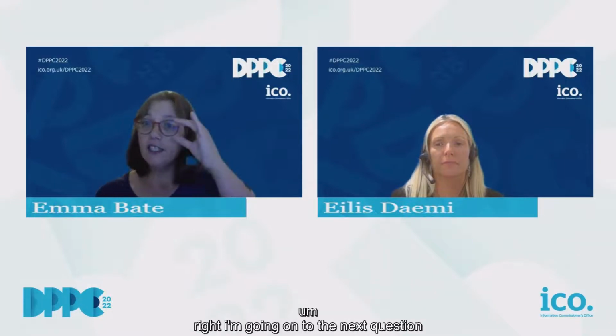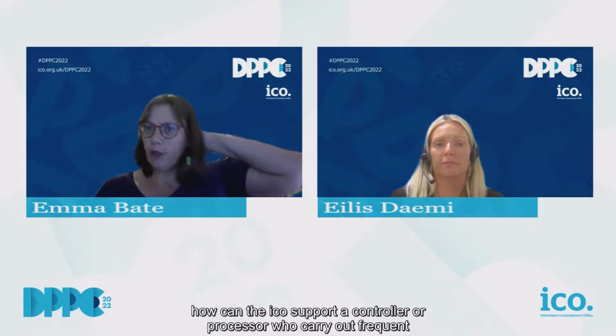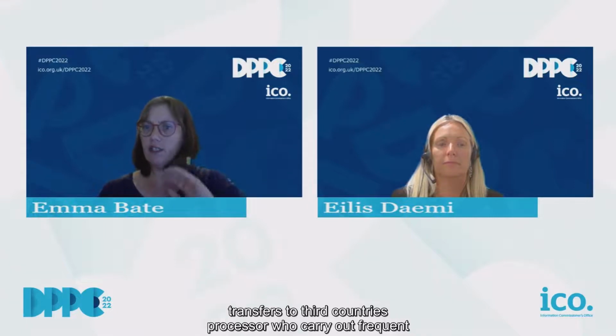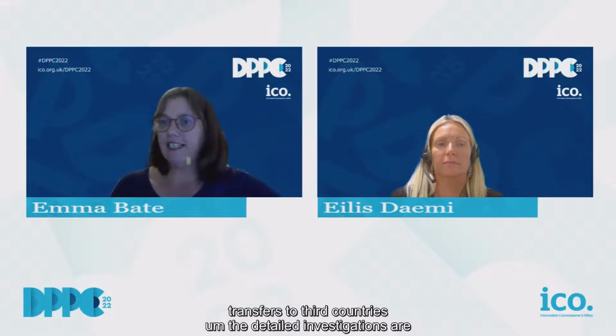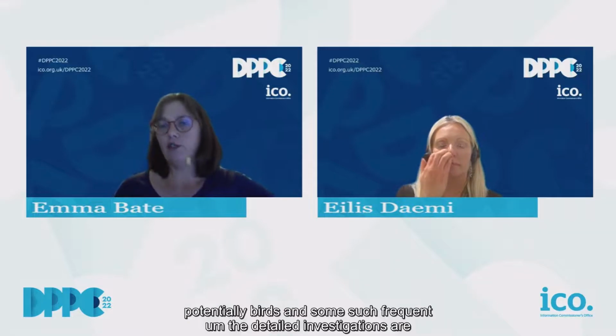Right, I'm going on to the next question. How can the ICO support a controller or processor who carry out frequent transfers to third countries? The detailed investigations are potentially burdensome for such frequent transfers.